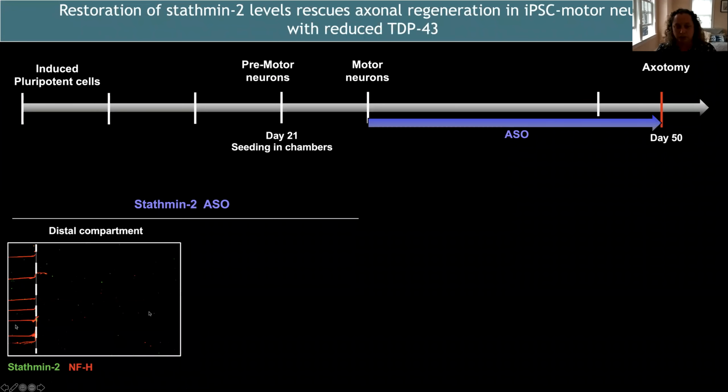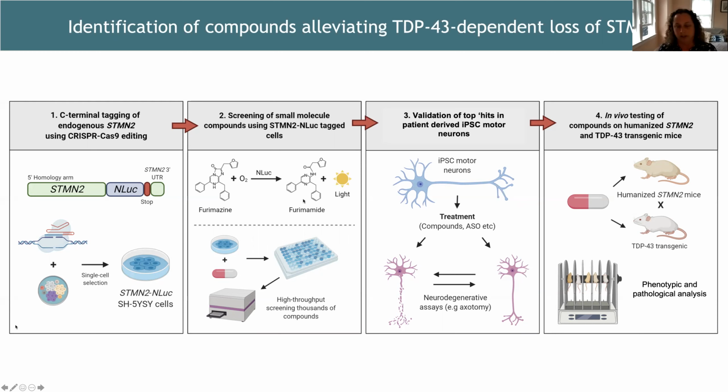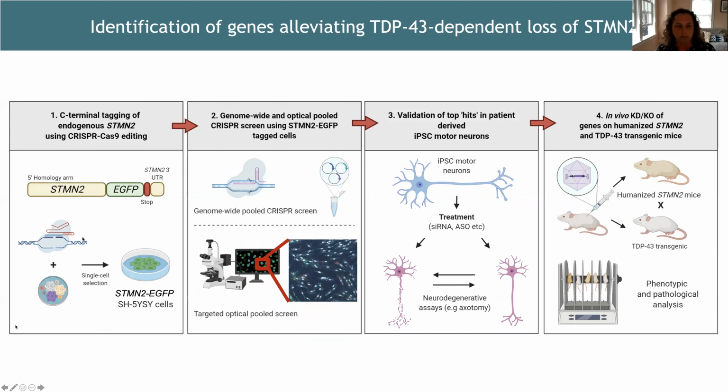But as I said, we have also, I think, other ways of modulating stathmin-2 levels. And Matthew Nolan in my group has made several cellular models in order to perform a small molecule screen. He has now identified some molecules that do regulate the level of stathmin-2, and we will be able to confirm these molecules in the different models we have. We have also generated some cellular models with the goal of doing a CRISPR screen with collaborators to identify modulators of stathmin-2.